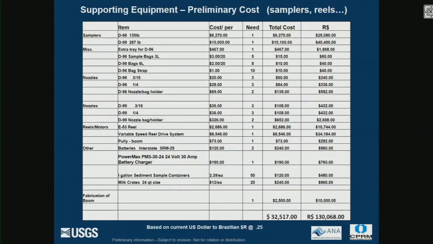The variable drive, so here it is, is $8,500. The inverter to produce the 24-volt continuous power is about $190. Gallon containers to pour your samples in, the milk crates, and so it all adds up. Now, this price does include 2 samplers. You wouldn't have to have 2, but I just included all of that.